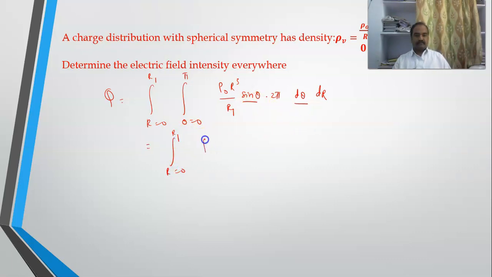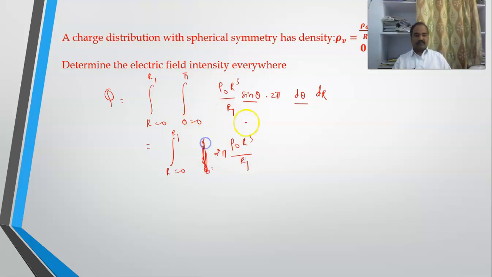So q is equal to the integral, r is equal to 0 to r1, and theta is 0 to pi, and its value is rho naught r cube by r1 sin theta into 2 pi, with d theta and dr still there. Again, if I integrate sin theta d theta, I will be getting minus cos theta. So I will remove this one and do it directly: rho naught r cube by r1, 2 pi.